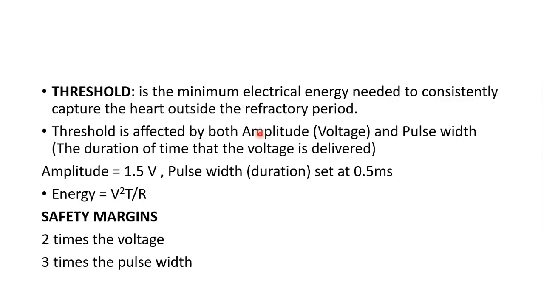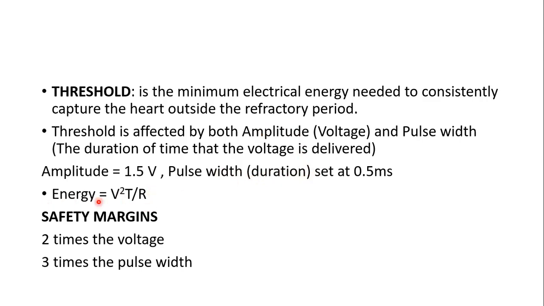So we need a threshold energy, which is the minimum electrical energy needed to consistently capture the heart outside the refractory period. And this threshold is usually affected by the amplitude and the pulse width. The amplitude is the voltage, and the pulse width is the time or the duration at which the voltage flows to the myocardial tissue. So it is difficult to tell which of them is more important, whether it's the amount of voltage that will be delivered or the pulse width.